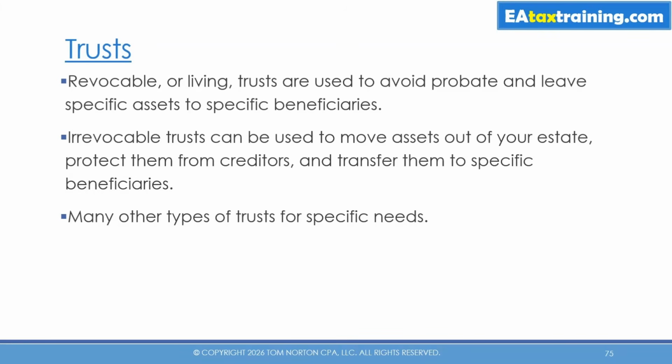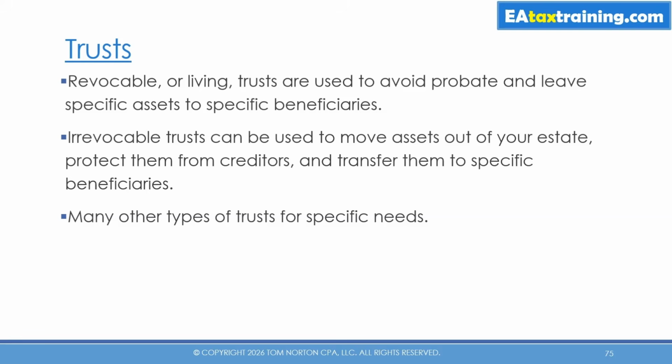There's lots of different kinds of trusts. We will talk more about it in part 2. For now, we're going to talk about a couple of different kinds. Revocable and irrevocable can also be pronounced revocable and irrevocable, so whatever you like. But a revocable or living trust is used to avoid probate and leave specific assets to specific beneficiaries. So these are very common. We usually just call them a living trust.